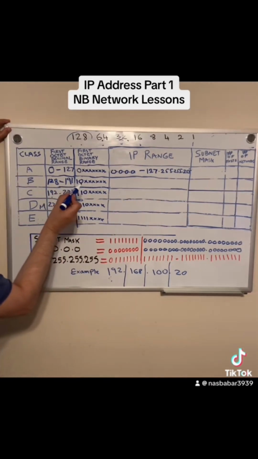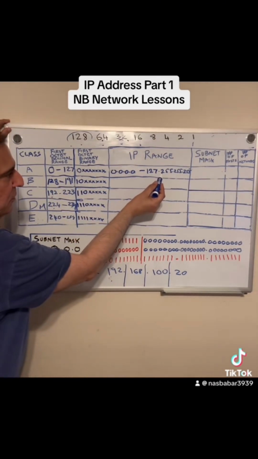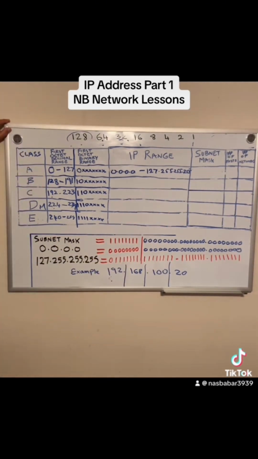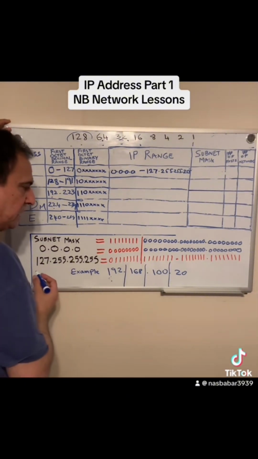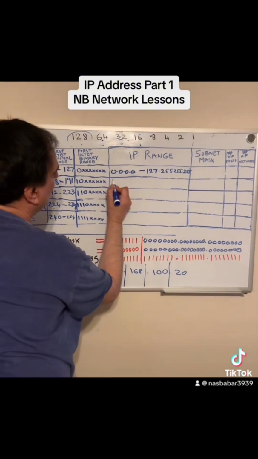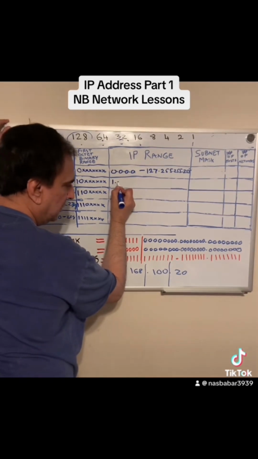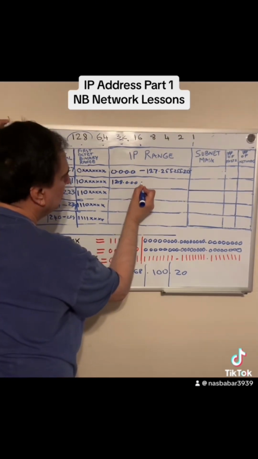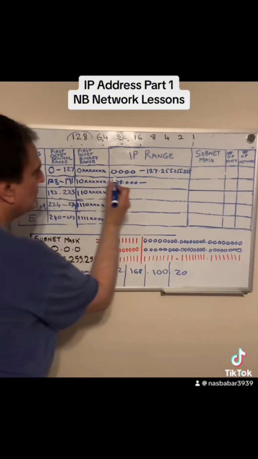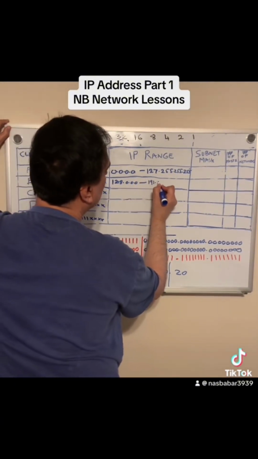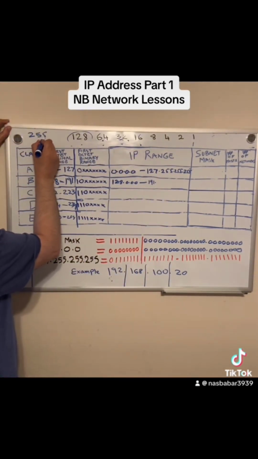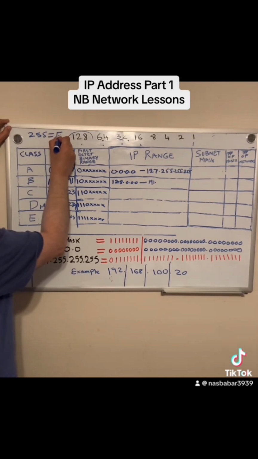In this particular case, when we have 255, basically what I'm saying is that this is all ones, this is all ones, this is all ones. So class B, let's start with class B. Class B, we're going to have 128.0.0.0, and it's going to go up to 191. How about instead of 255, I just use F, okay?